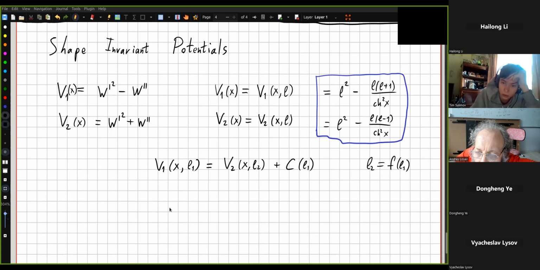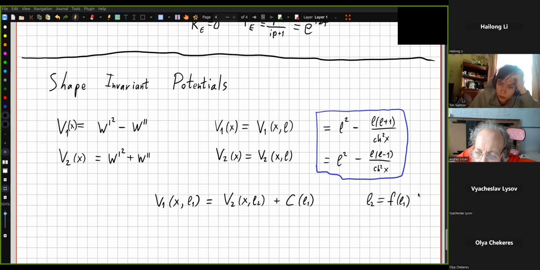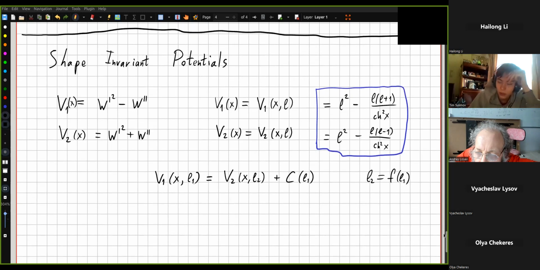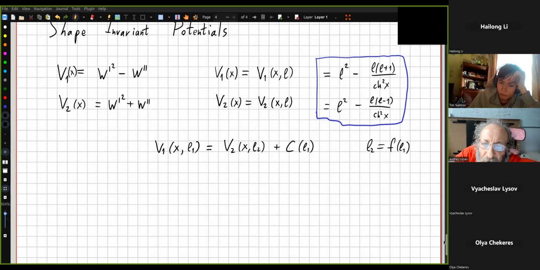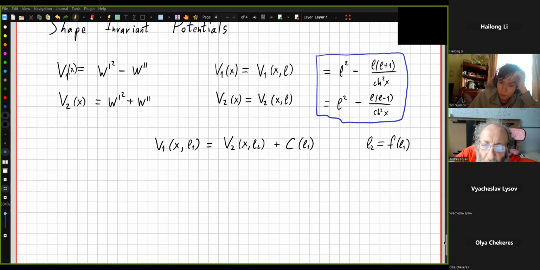a general formula. We have V1 of x, L plus 1. There should be a plus somewhere, right? No. No, it's a well, so it's okay. Okay. It should be negative. Okay, sorry. The non-constant part should be negative, right?